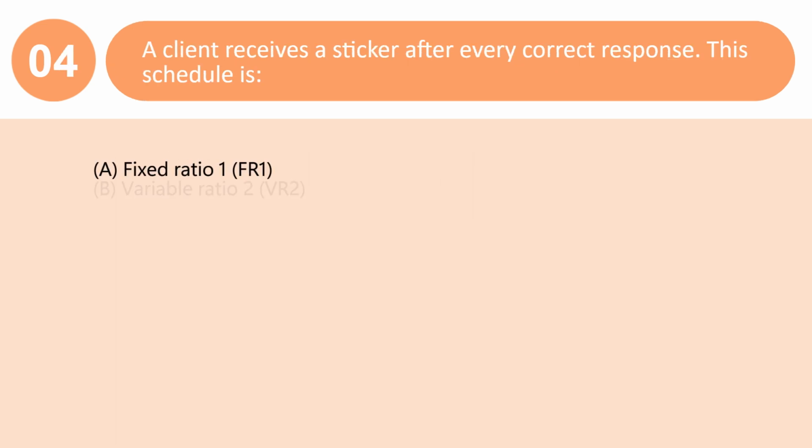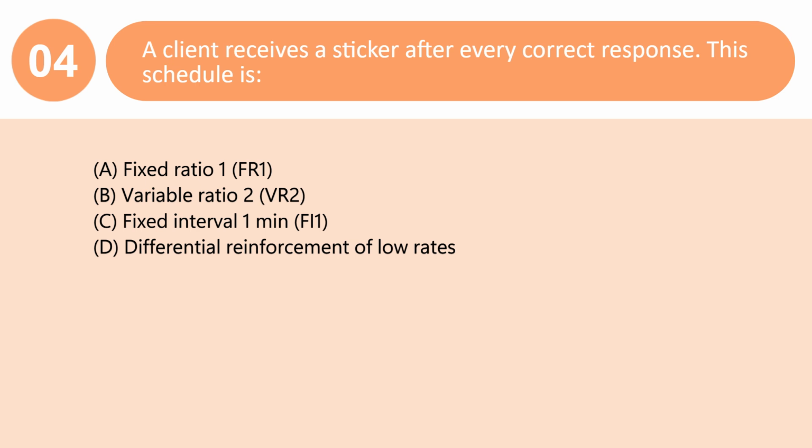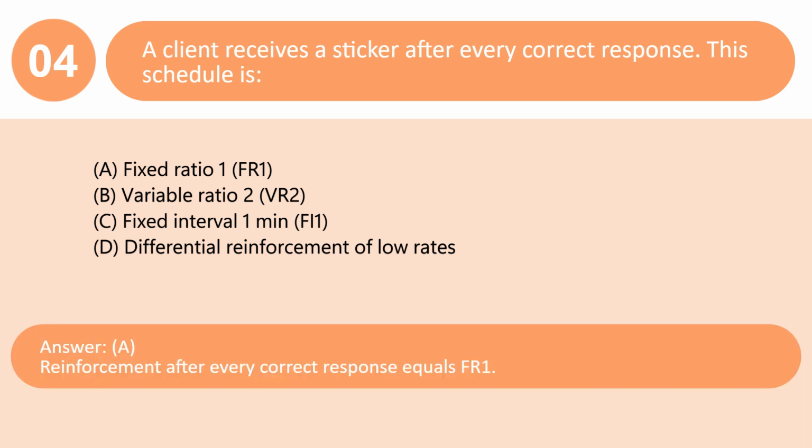A client receives a sticker after every correct response. This schedule is A. Fixed ratio 1, FR1. B. Variable ratio 2, VR2. C. Fixed interval 1 minute, FI1. D. Differential reinforcement of low rates. Answer A. Reinforcement after every correct response equals FR1.